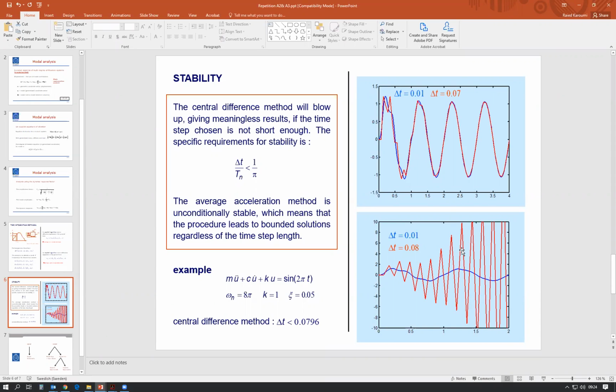So what I recommend you to do is to always test at different delta t's when you do the solution, just to make sure that you have a solution which converges. Okay.